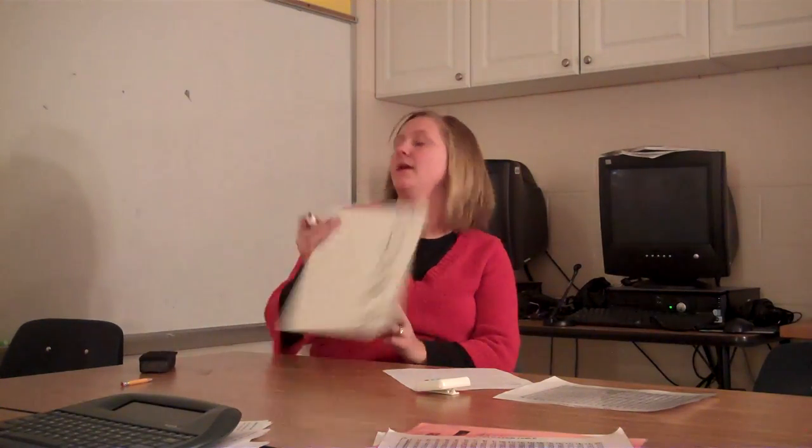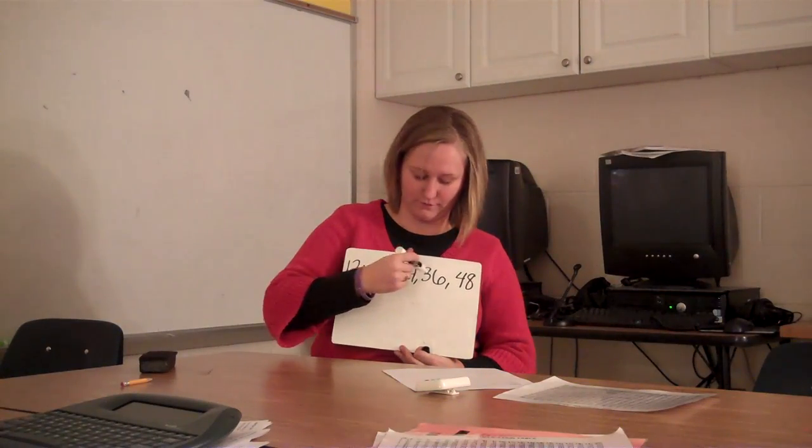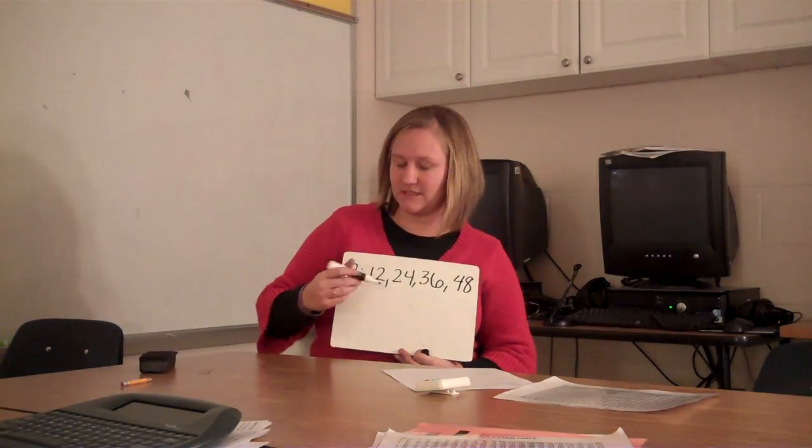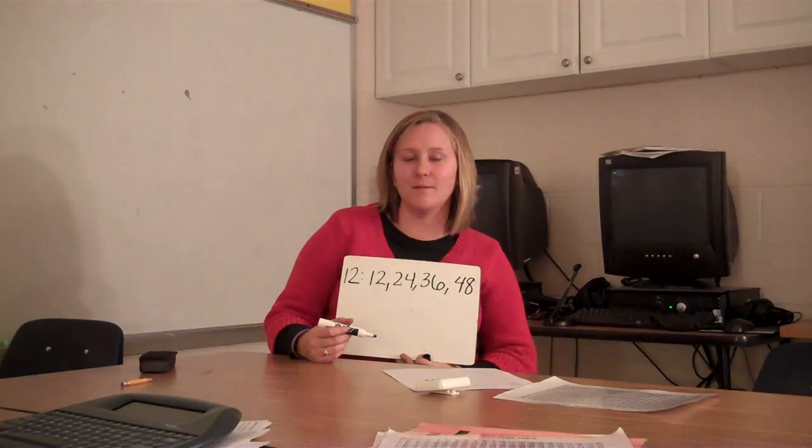And then if you skip down to number 1, it says, if Cameron is counting by 12s, what will the 8th number be that he says? Okay? So what you're going to do is you're going to count by 12s. 12, 24, 36, 48. Okay? I did half of them for you. You're going to continue on till the 8th number.